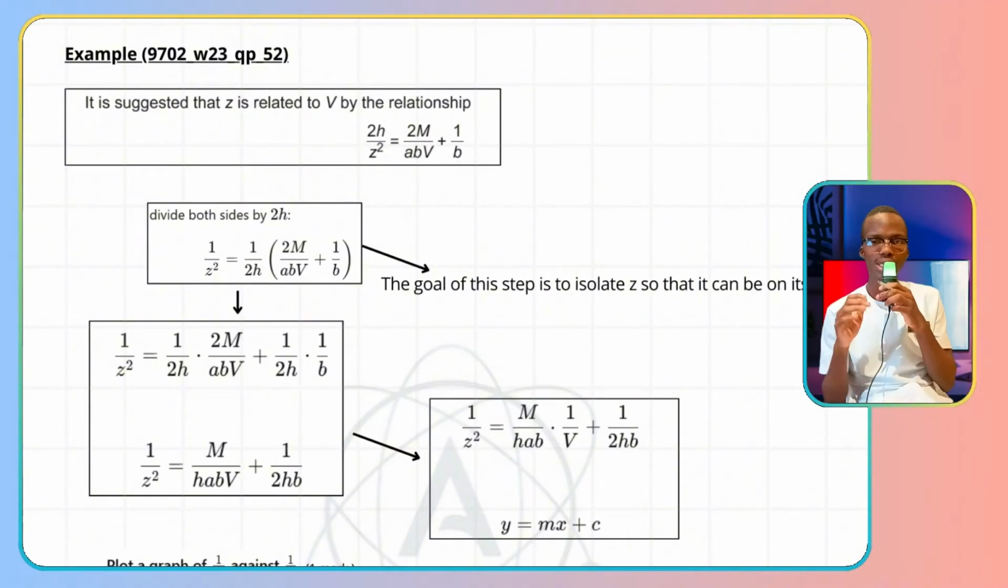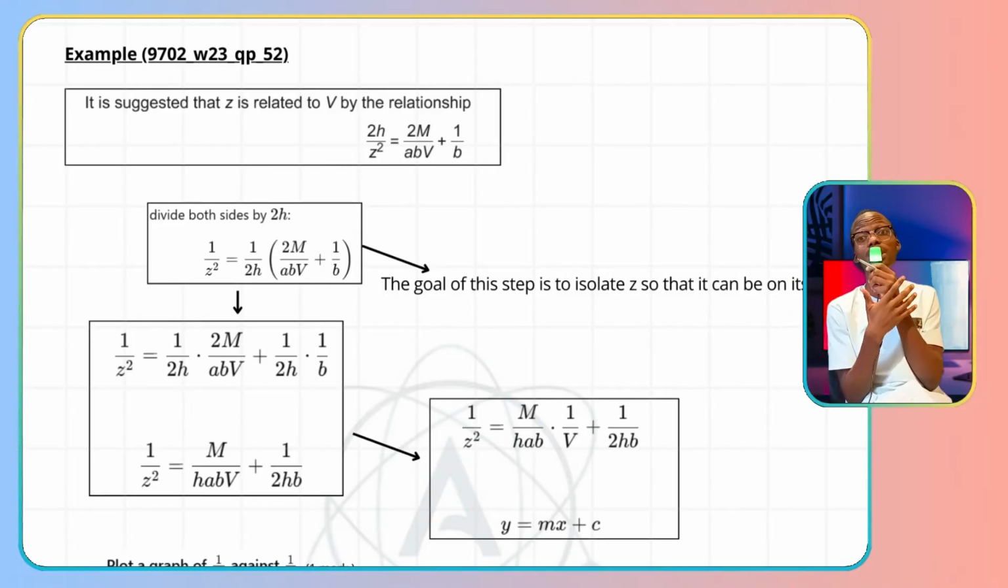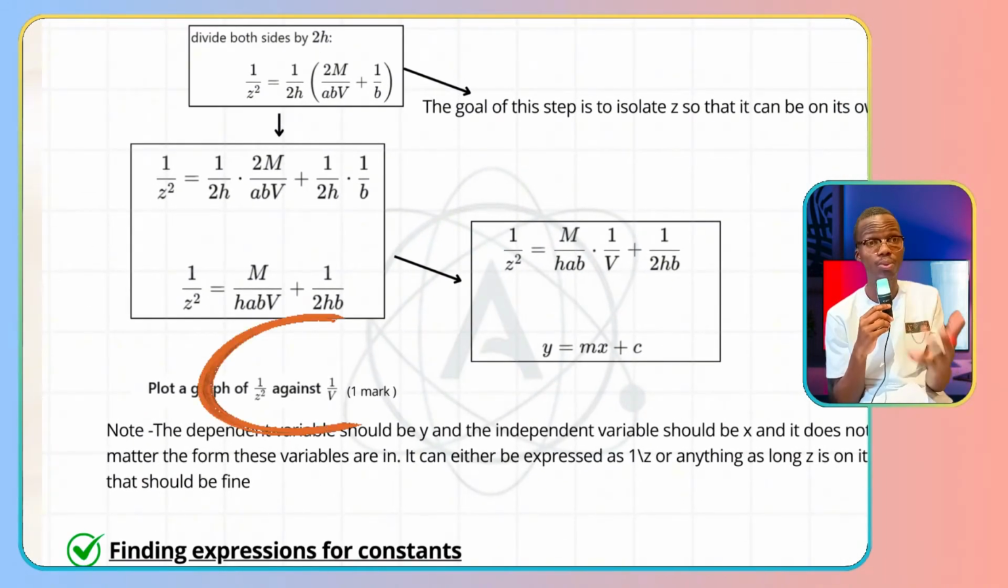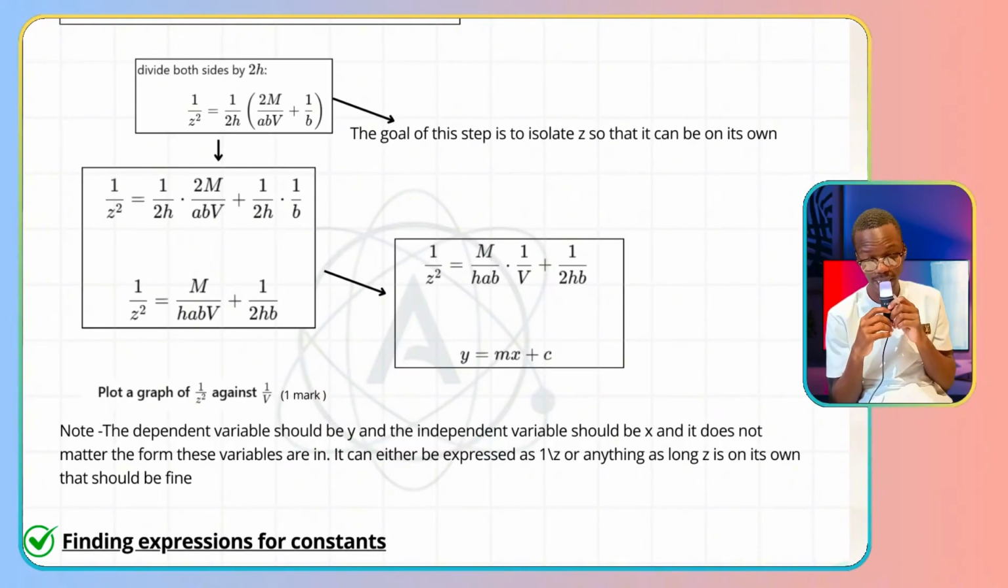As simple as that. It doesn't matter how complicated the equation is. Remember, now it can be more about algebraic manipulation. You can be given more complex equations, but the dependent variable should be y. Right, so in the above equation, I can say plot a graph of 1 over z squared against 1 over v, and I get my 1 mark. And the independent variable should be x. And it doesn't matter the form these variables are in. It can either be 1 over z, or log z, on its own, that should be fine. That really doesn't matter.